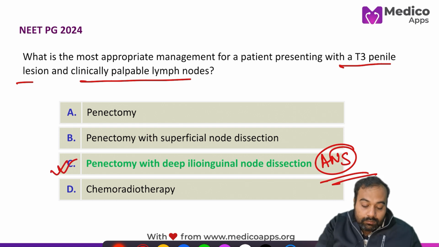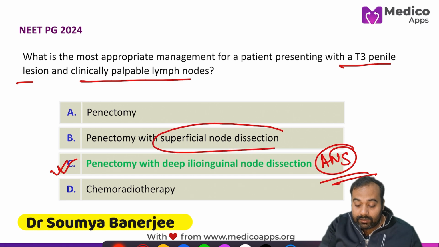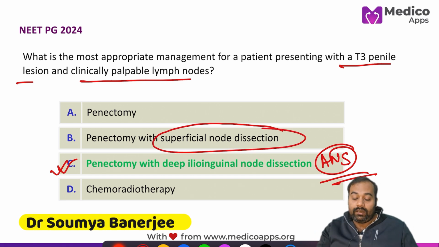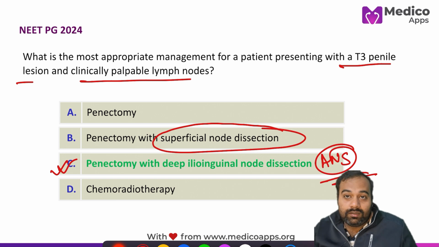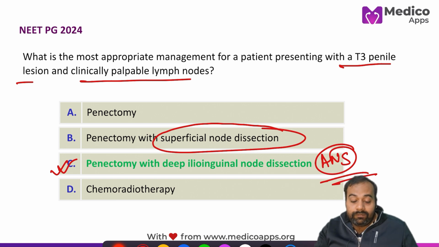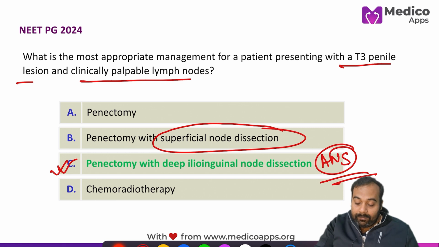option C. Now, why not option B? Look, in case of option B, they have only mentioned the superficial lymph node dissection. Okay, so we cannot do that in case of clinically palpable lymph nodes, right? So that's why we have to go for this.